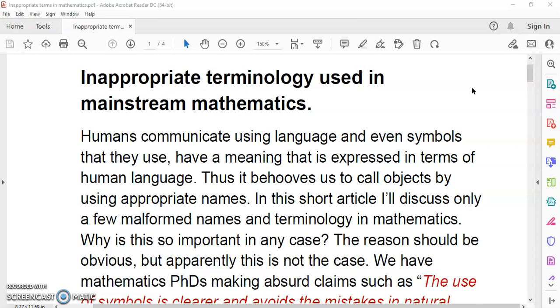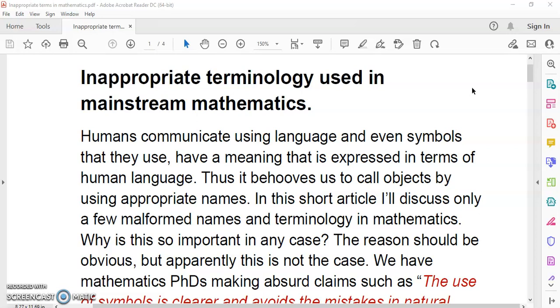So there are many malformed names and terminology in mathematics. And why is this so important? It's important because when we try to teach mathematics, our success depends on using well-formed concepts. And it's a shame that when you ask most people whether they like math or not, they'll tell you they don't like math because they don't understand it. And for good reason. There are so many ill-formed concepts and malformed names.